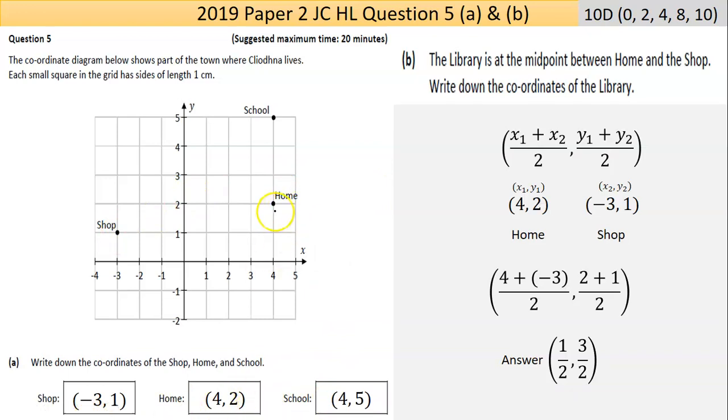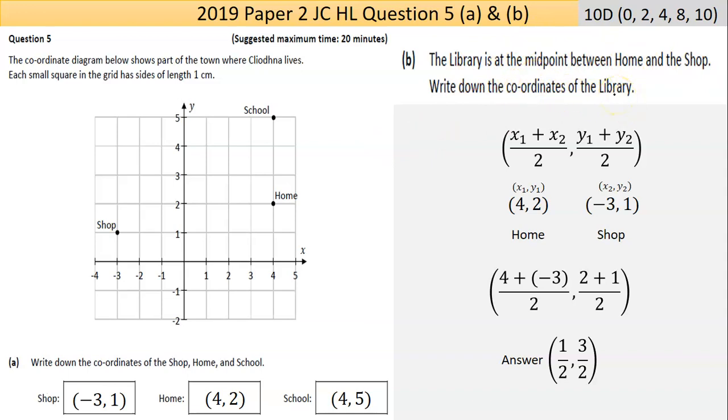So the home is 4 on the X, 2 on the Y, and then I did the school already, but the shop was minus 3 on the X, plus 1 on the Y. Now part B says the library is at the midpoint between home and the shop. Write down the coordinates of the library.